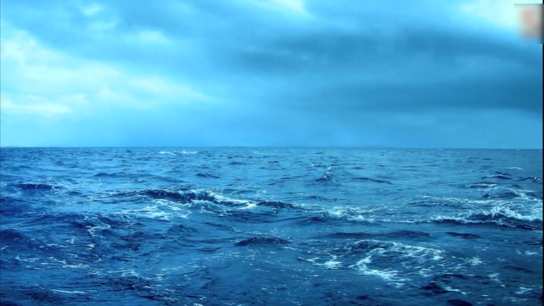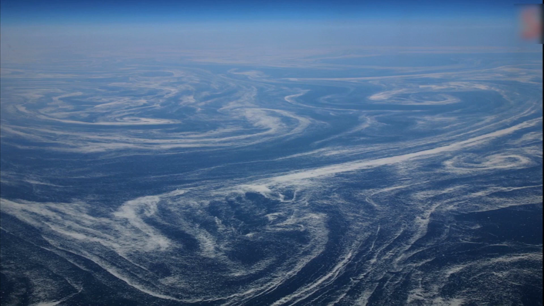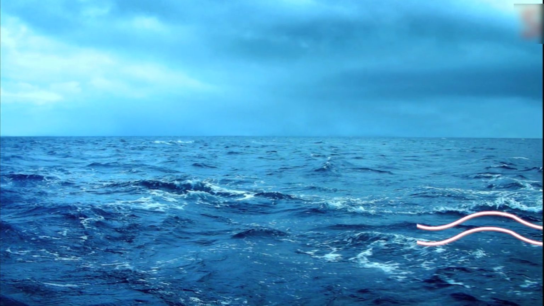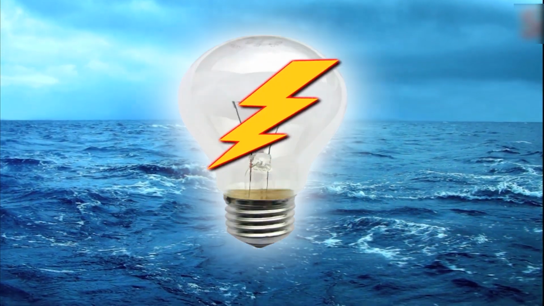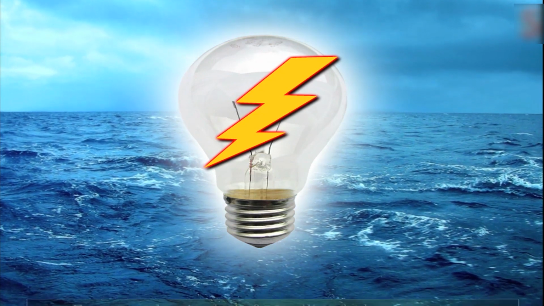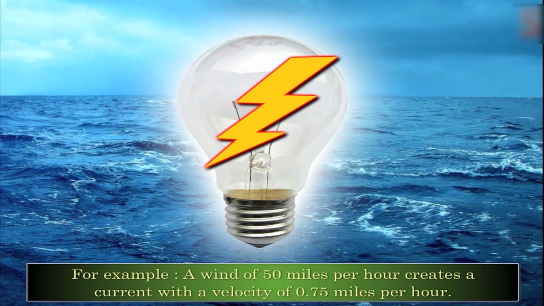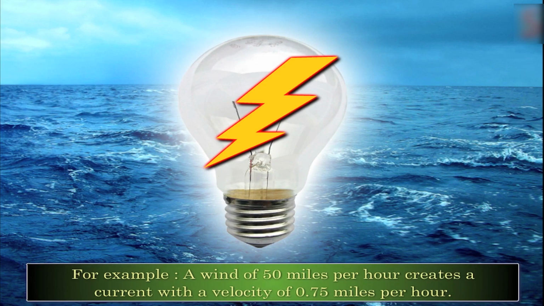The wind is another main factor that causes the ocean currents. The wind and wind movements create a pressure that in turn influences the direction of the currents. The frictional movement of winds causes the water to move along the direction of the wind. As a result, currents are created with high velocities. For example, a wind of 50 miles per hour creates a current with a velocity of 0.75 miles per hour.